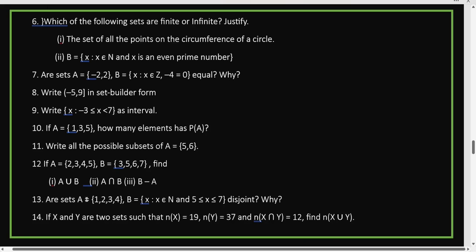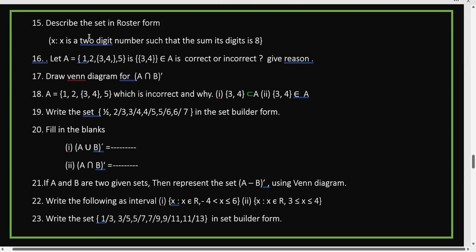In this question, just check whether it is a disjoint set or not, and say why. In the 14th, just find out n of X union Y. Next, describe the set in roster form: the two-digit numbers whose sum of digits is 8.